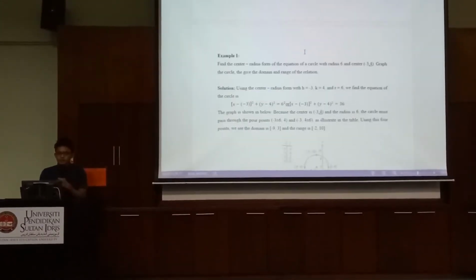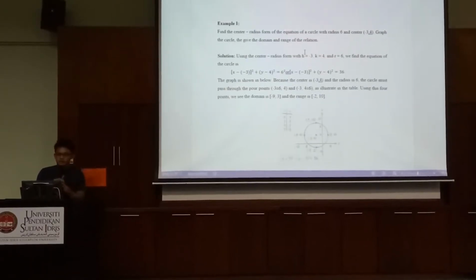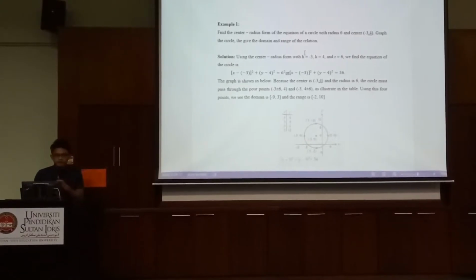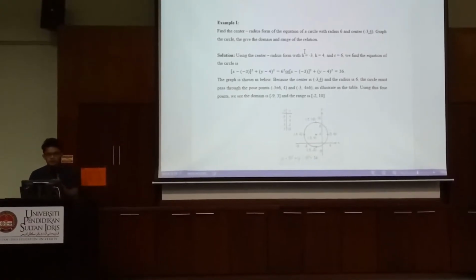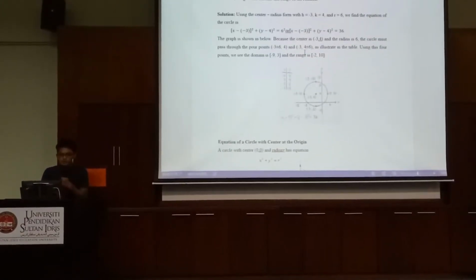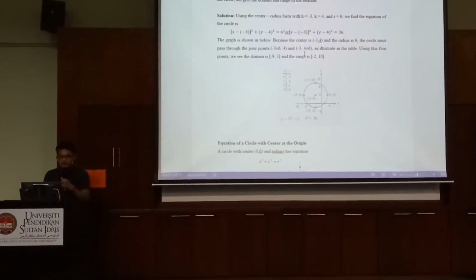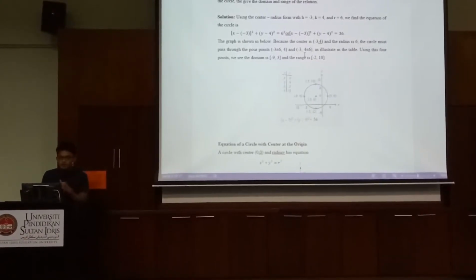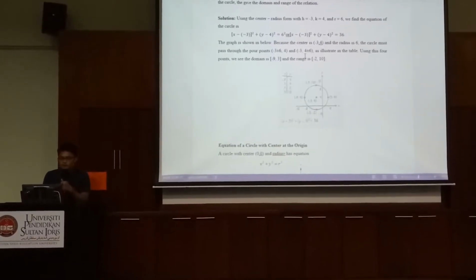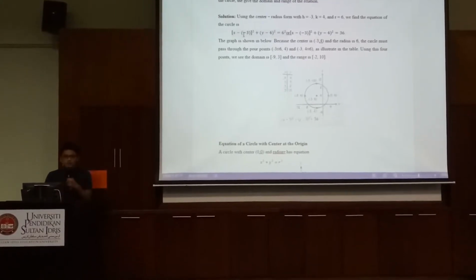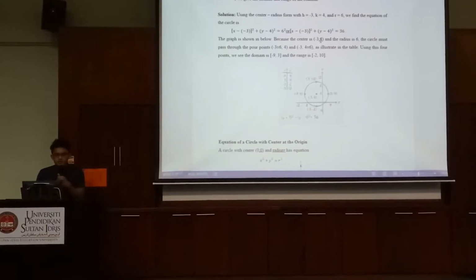Yang pertama, example 1. Find the center radius form of the equation of a circle with radius 6 and center with coordinate (-3, 4). Graph the circle and then give the domain and range of the relation. Okay, solution ni kami sertakan by using the center radius form with h equal to -3 and k equal to 4, while r equal to 6. We find the equation of the circle is given like this. Okay, then the graph is shown below.